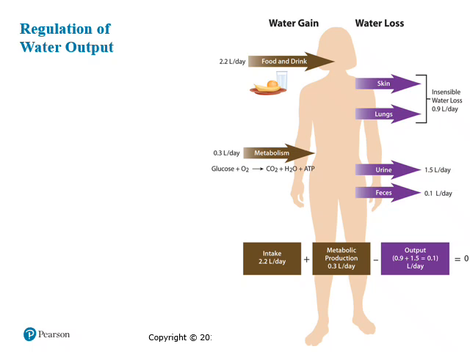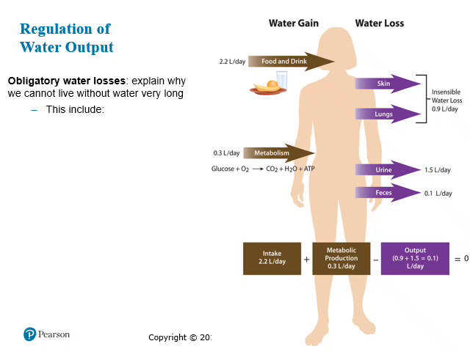So let's take a look at regulation of water output. First of all, there is such a thing as obligatory water losses. Okay, this will explain why we cannot live without water very long. This includes insensible water loss from the lungs or the skin. Insensible means, why do I need to lose it? Well, you cannot do anything about it.